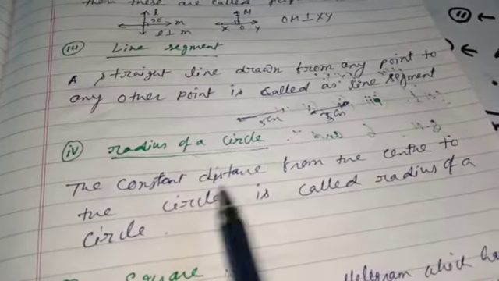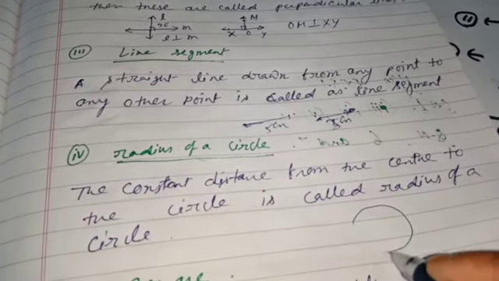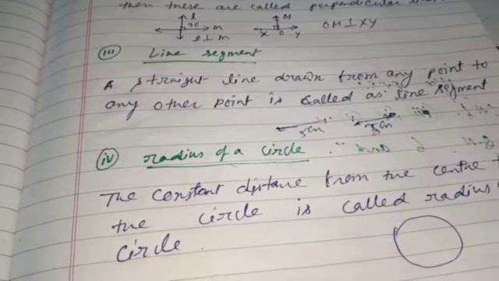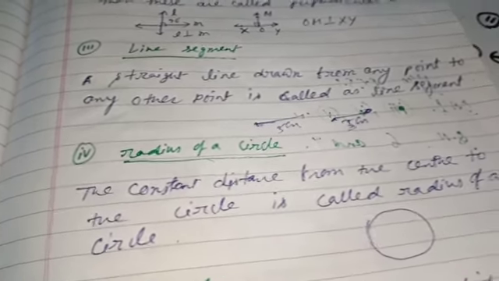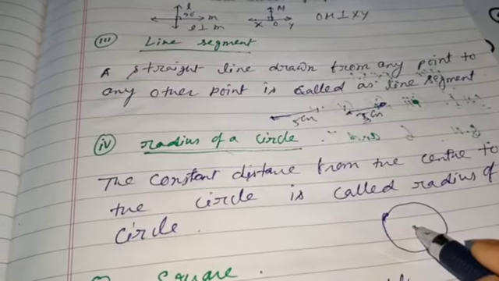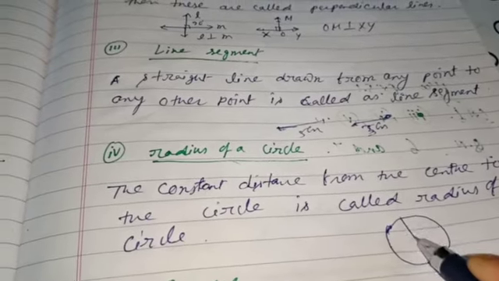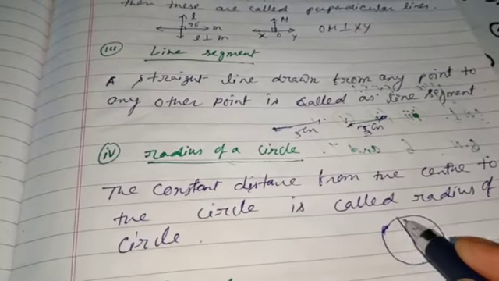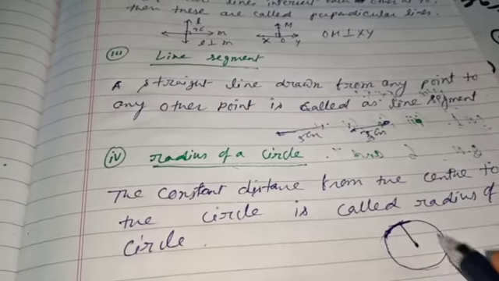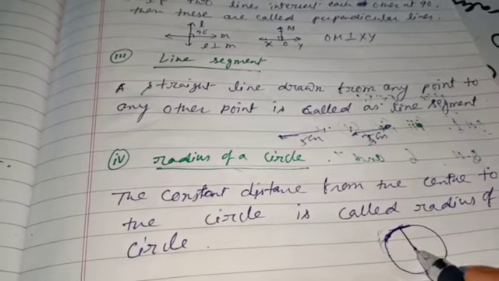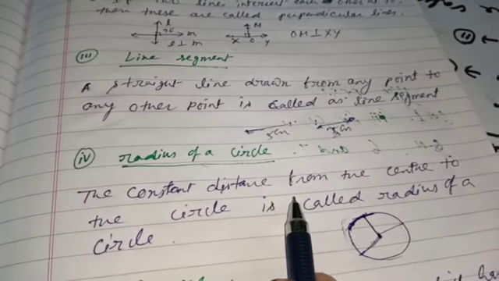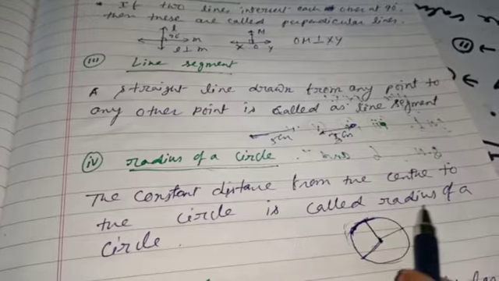Next, radius of a circle. We can say that half of the diameter is called the radius. That is correct, but you are taking help of diameter to define radius, and directly you can explain what is radius. See, this is the center, and the constant distance from the center to the circle, from this one to this one, from this side also, is called the radius. The constant distance from the center to the circle is called the radius of a circle.